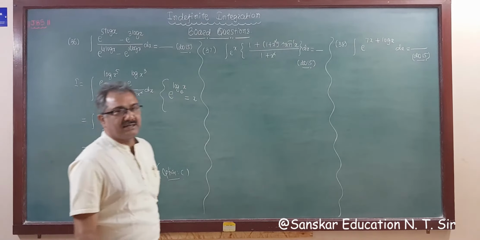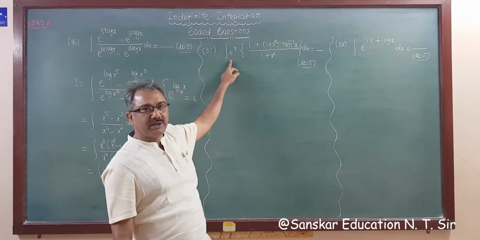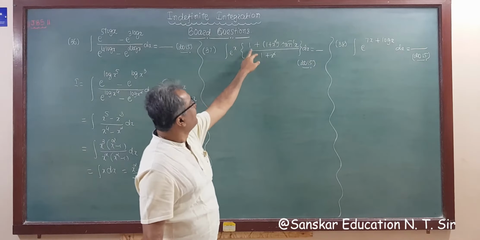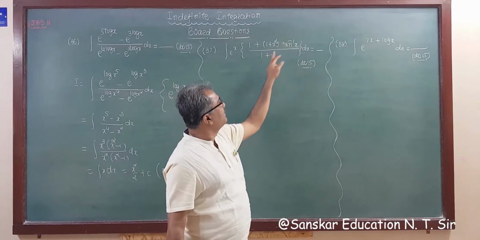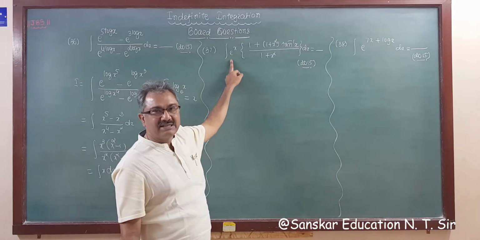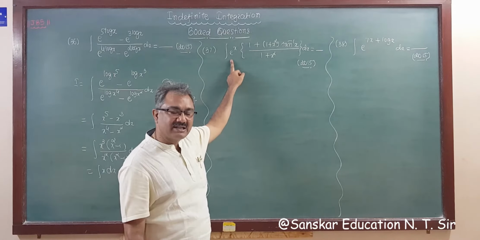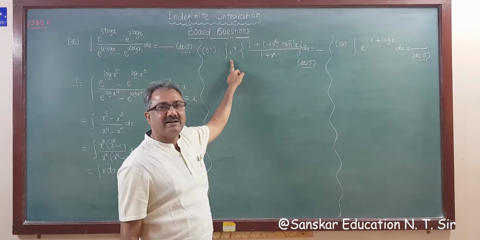Now the next question is number 37, integration e raised to x times (1 plus x square) into tan inverse x upon 1 plus x square. Now e raised to x is there, which means you have to apply the formula of e raised to x into bracket fx plus f dash x. So you have to find out fx and f dash x.